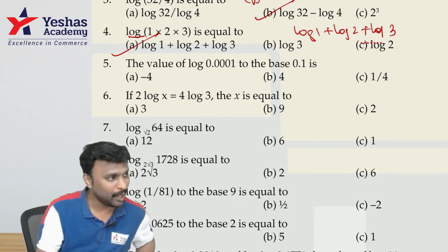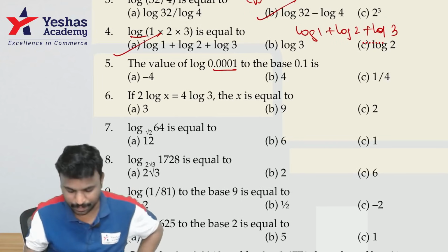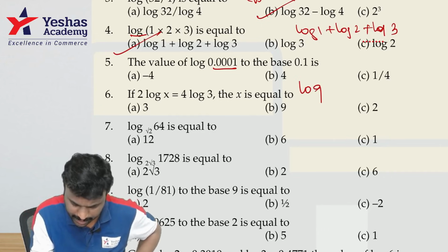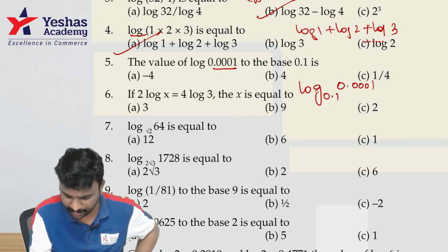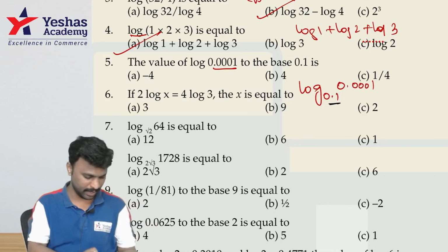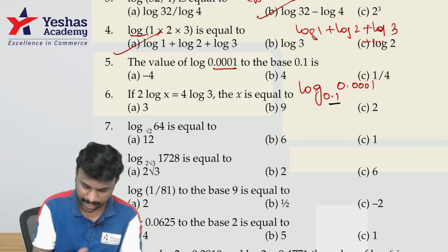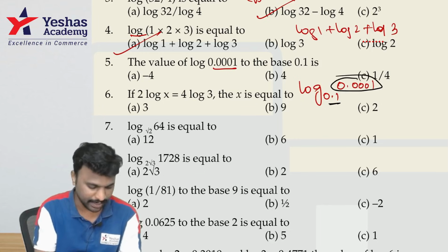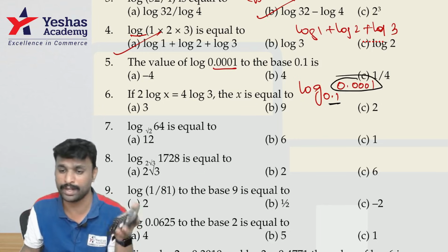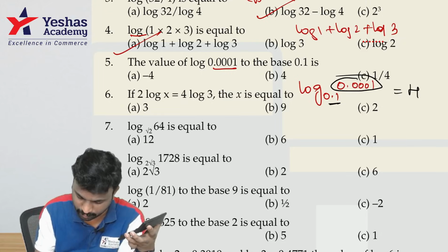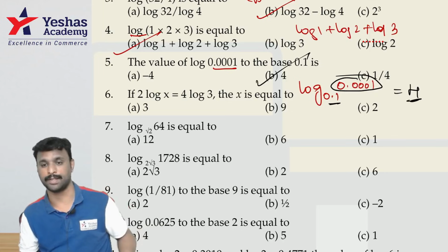Fifth one, value of log 0.0001 to the base 0.1. So how do you write this mathematically? Log 0.0001 to the base what? 0.1. All that you should be doing is feed this base 0.1 in the calculator, press into, keep on pressing equal until you get this value, that means 0.0001. Look at the counter number. The counter number is 5. Actual power is what? 4. Option B is the right answer.